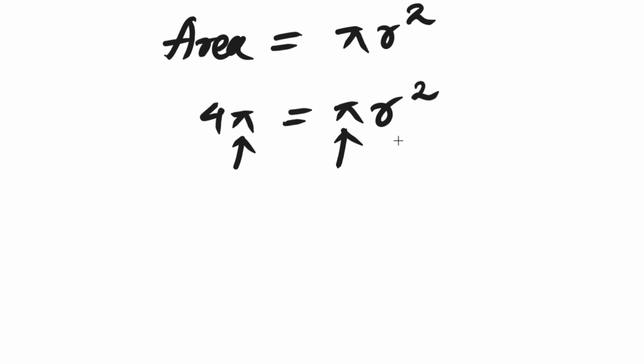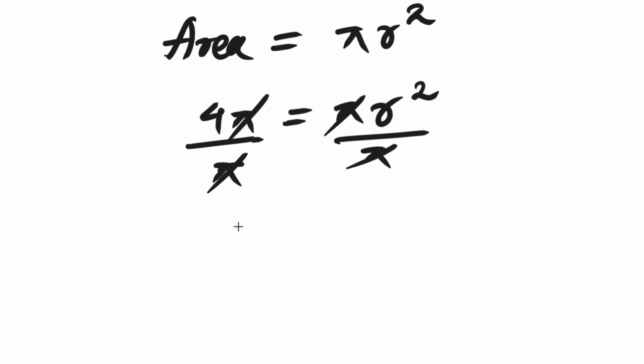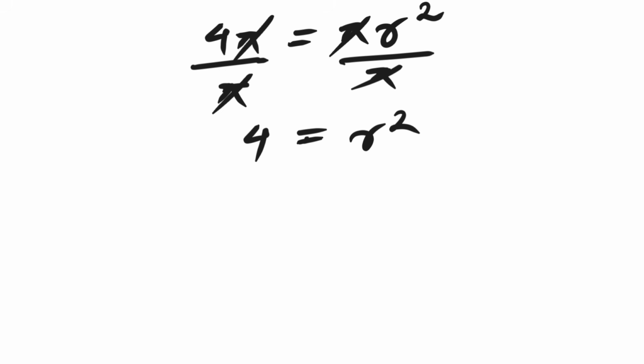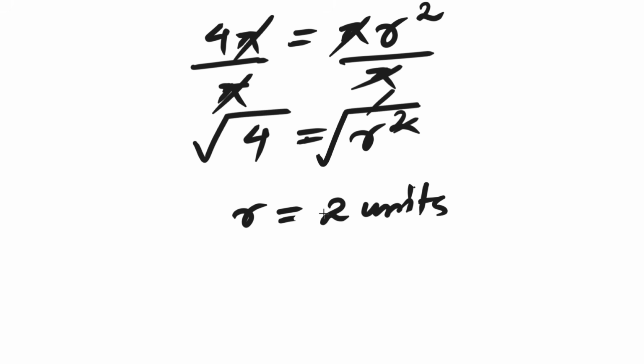Now look carefully at both sides. There is a factor of pi on the left and another factor of pi on the right. Since pi is non-zero, we can divide both sides by pi. That leaves us with 4 equals r squared. Now we need r itself, not r squared. So we take the positive square root of both sides, because a radius represents a length and therefore must be positive. That gives us r equals 2 units.